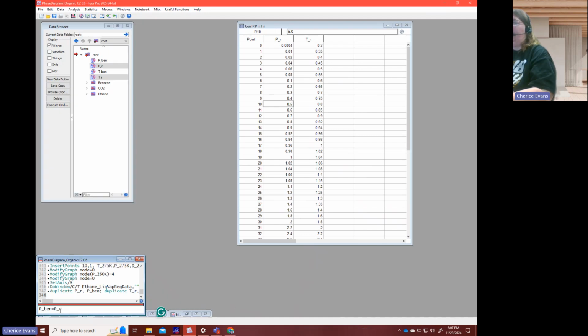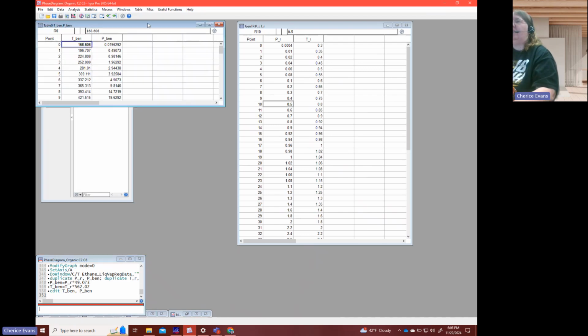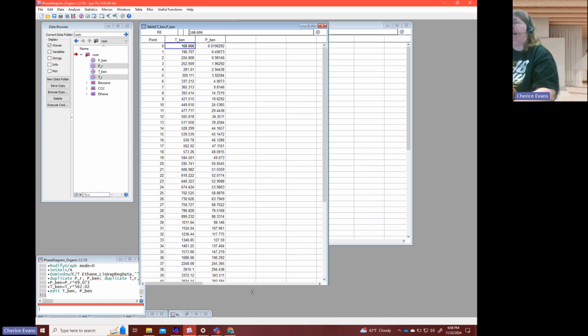So I'm going to take the reduced pressure and multiply it by the critical pressure of benzene, which is 49.073. Similarly, I'm going to take the reduced temperature and multiply it by the critical temperature, 562.02, for the benzene experimental temperature, the actual temperature for benzene. And then I'm going to look at both of them. So edit T benzene, P benzene. Okie dokie. So here are the two systems.